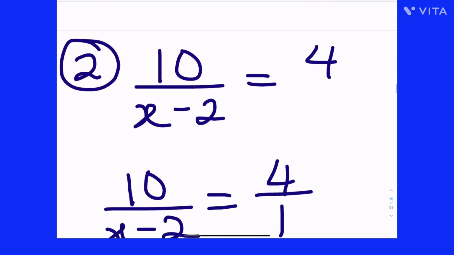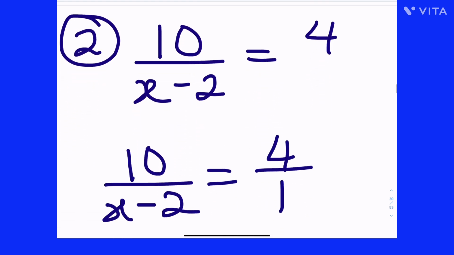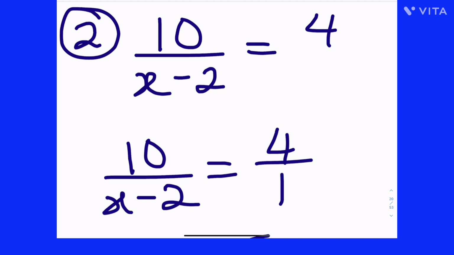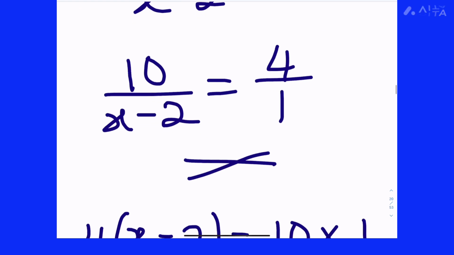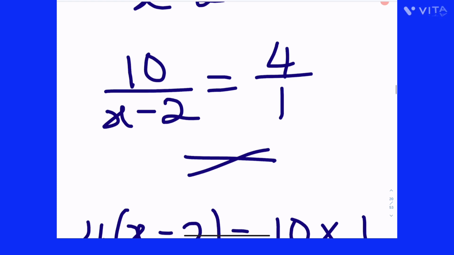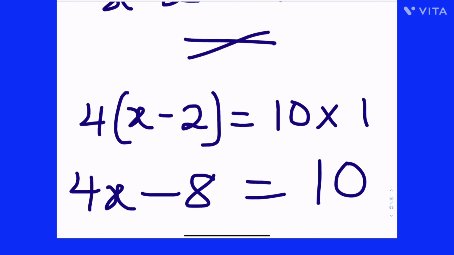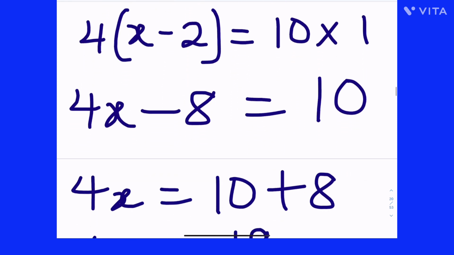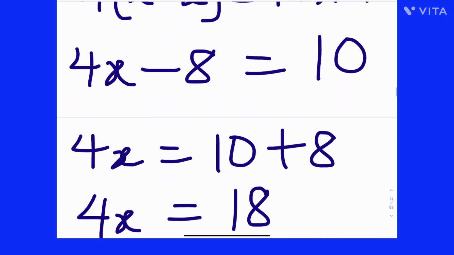Let's go to number 2. 10 over x minus 2 is 4. This is very simple. Just put 1 underneath 4 and cross multiply. When you cross multiply, what do you get? 4 times x minus 2 is what? 4 times x minus 2 times 4. That's 4 times x minus 2 gives you 4x minus 8. 10 times 1 gives you what? 10. So 4x minus 8 is equal to 10.